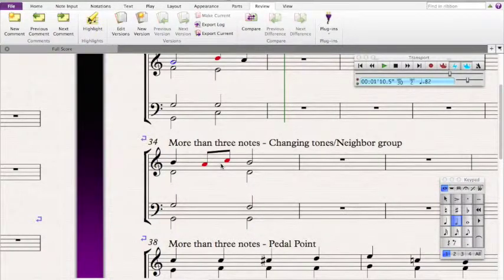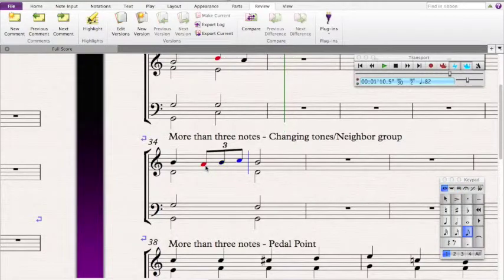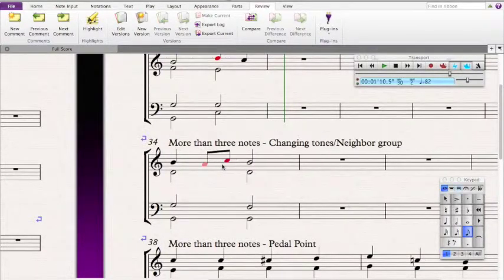The reason it'd be called a neighbor group is because if you inserted a B in between these notes, which I'm going to do now actually, it would turn out that this note is essentially a lower neighbor and that this note is essentially an upper neighbor. So it's called the neighbor group because it is both types of neighbors. The main difference is that the middle B is just not there. So that's why it's called a neighbor group.